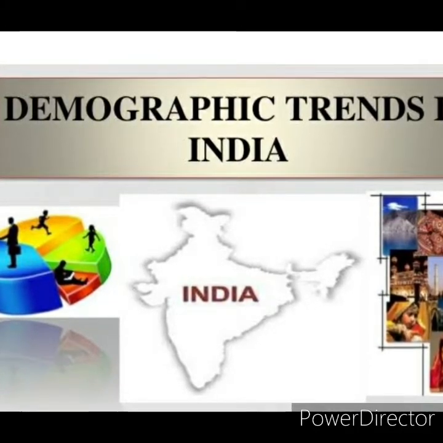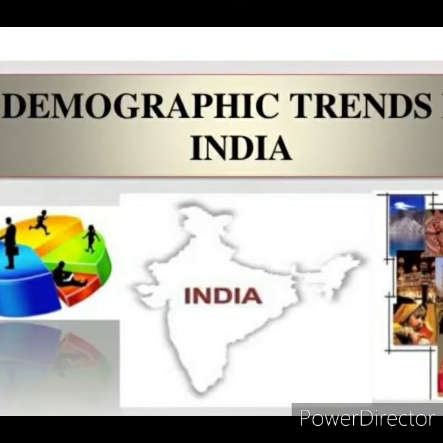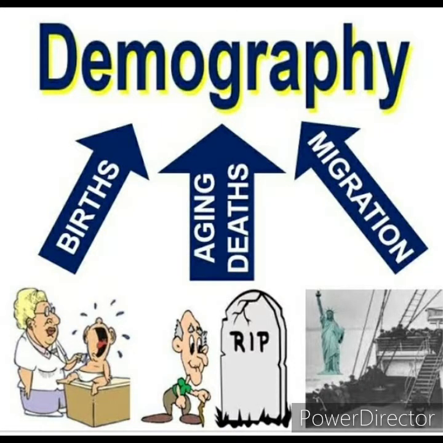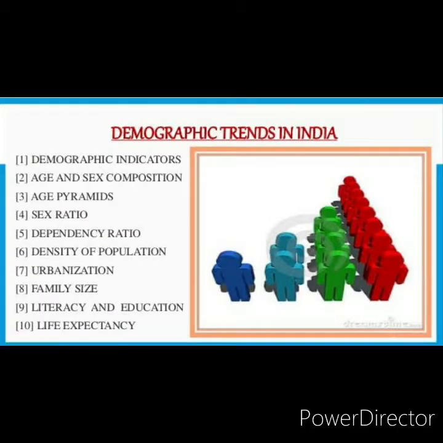First you should know the meaning of demography. The scientific study of the characteristics of population is known as demography. What are the characteristics? Size of population, rate of growth, birth and death rates, density of population, sex ratio, life expectancy at birth, literacy ratio. These are all known as the demographic trends.